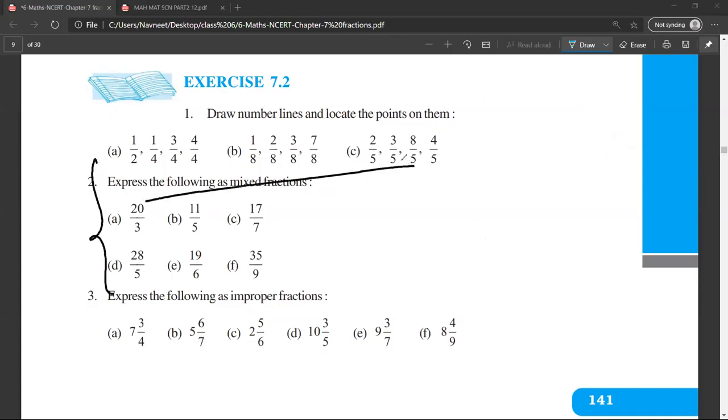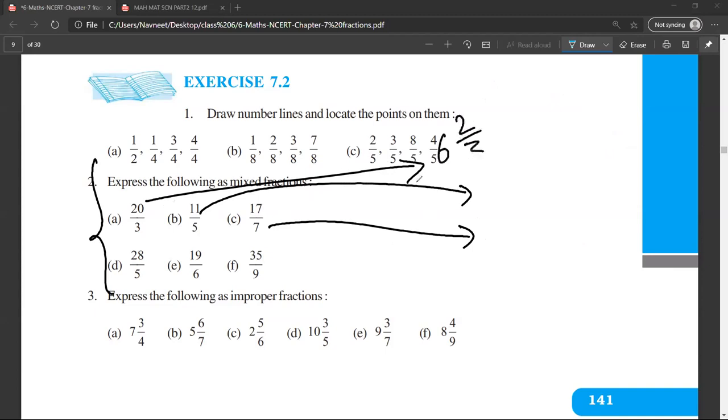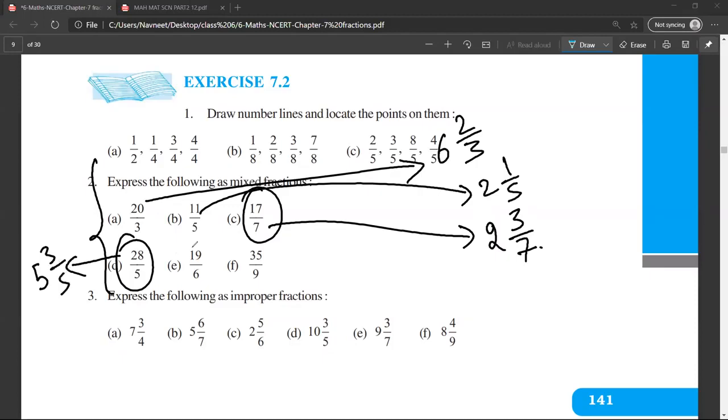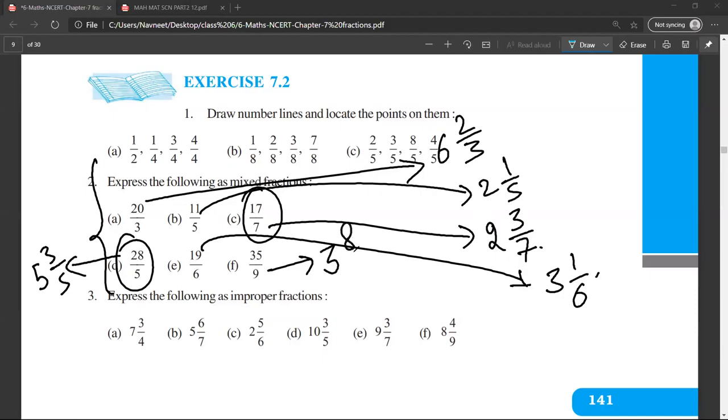So let us write these as mixed fractions. 20 by 3 would be equal to 6 and 2 by 3. Perfect. This would be equal to 3 and 1 by 5. 17 by 7 would be equal to 2 and 3 by 7, 7 twos are 14, remainder 3 by 7. Perfect. This would be equal to 3 and 3 by 5. This would be equal to 1 and 1 by 6. Perfect. This would be equal to 3 and 8 by 9. 9 threes are 27. Am I right?